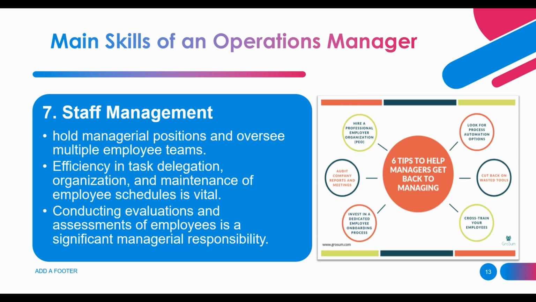You can see more, 6 tips to help managers get back to managing, like: look for process automation options, cut back on wasted tools, cross-train your employees, invest in a dedicated employee onboarding process, audit company reports and meetings, and hire a professional employer organization, we call PEO.